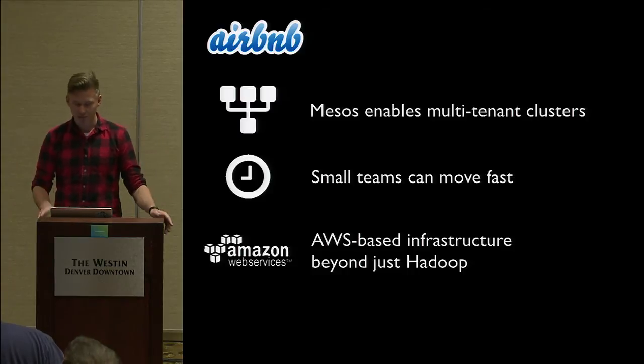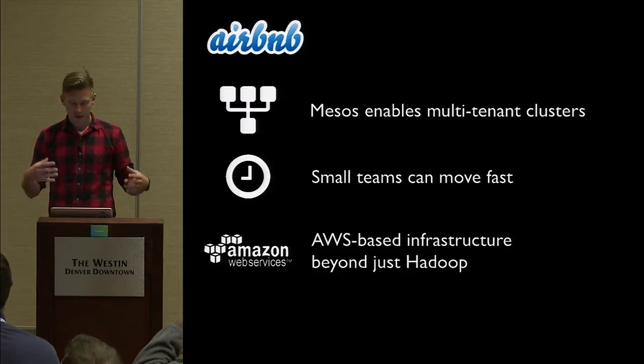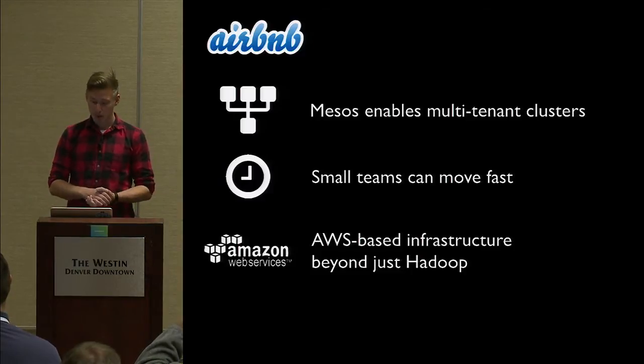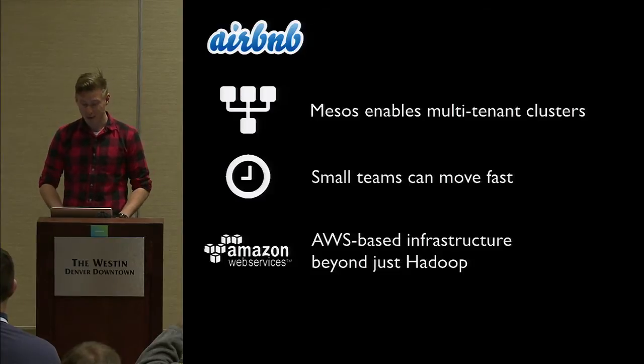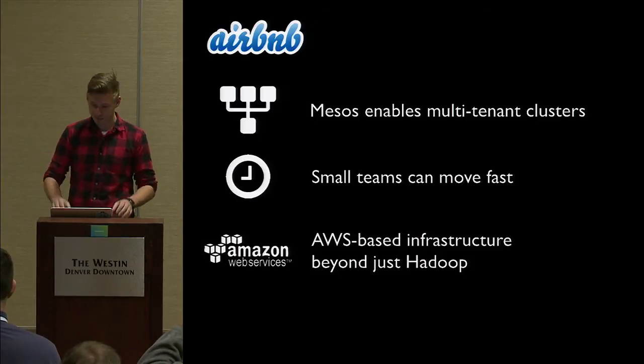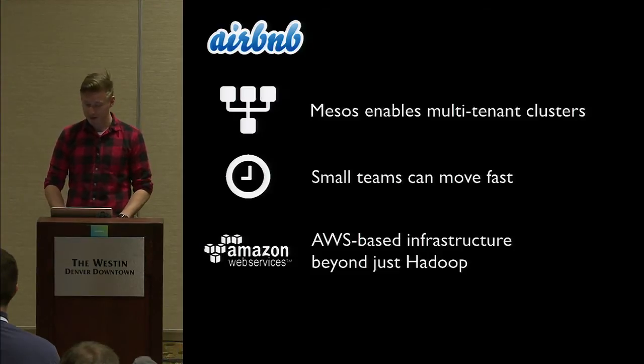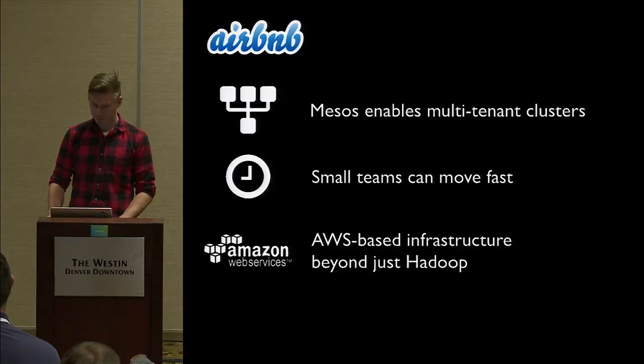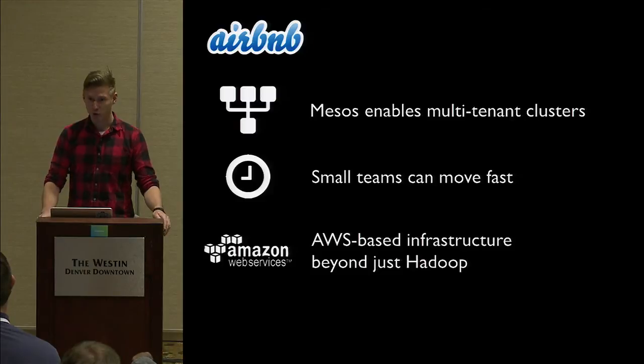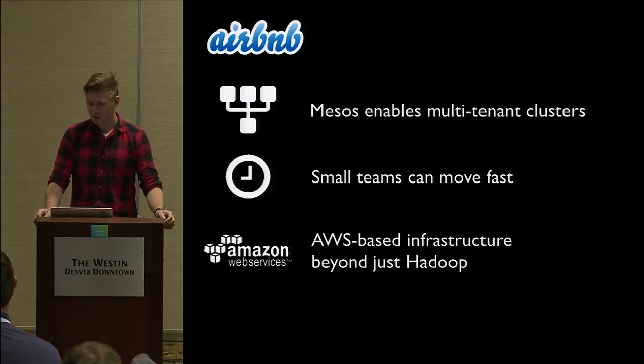To capture some of the high-level benefits they've had with Mesos, they're now running multi-tenant clusters with Hadoop coexisting with Kronos, Spark, and Storm, no longer needing independent Hadoop clusters. It enables smaller teams to build distributed systems much faster, and they're running all of this on top of Amazon EC2 instances. We want to thank Brendan Matthews from Airbnb for sharing the data about their Mesos clusters, but he asked us not to share any figures.